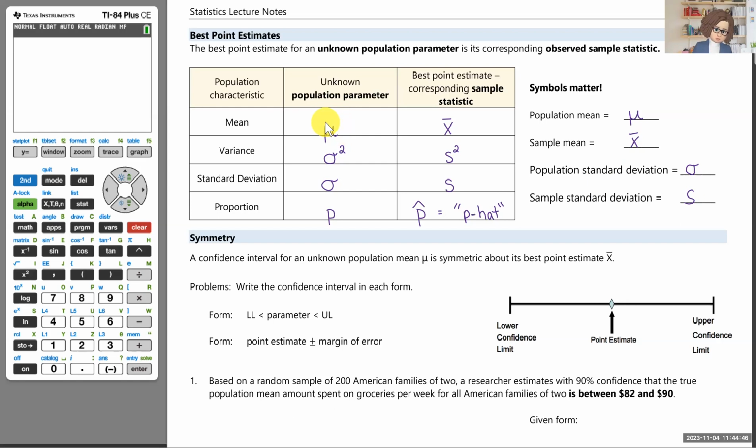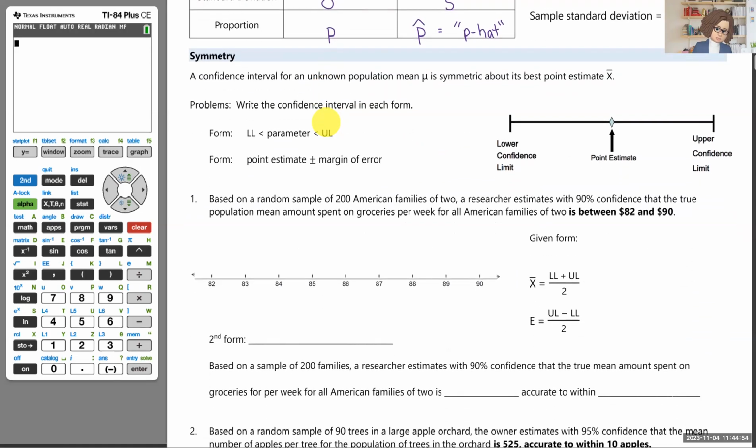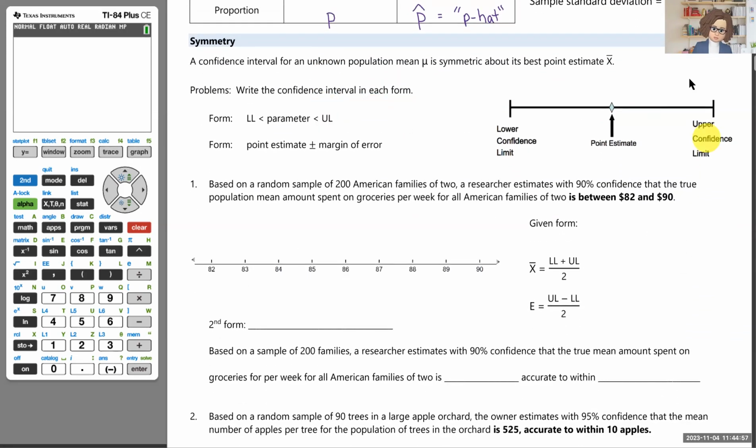All right, but first what we'll do is take a look at writing these confidence intervals for a mean in two different forms. As we learn to estimate a mean, a confidence interval is always symmetric about its point estimate. So our point estimate X bar will be in the center of the interval. We abbreviate the ends as lower limit and upper limit. The distance from the point estimate to the lower limit is our margin of error, and from our point estimate up to our upper limit, that distance is also the margin of error.